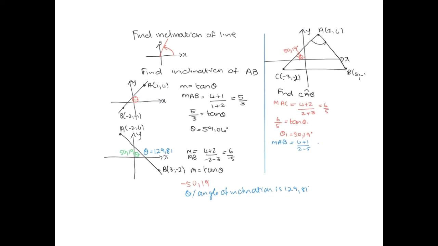And it's going to be 5 over minus 3. So you're going to say minus 5 over 3 equals tan theta 2. Okay, so shift tan minus 5 over 3.